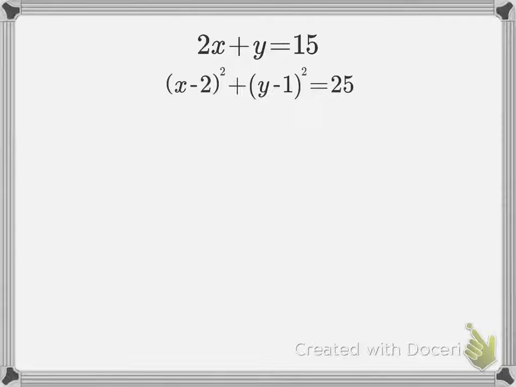This time around, I again have a line. I know that, again, because I don't have anyone who's squared. This second function is not a parabola because I actually have two squared terms. Both the x and the y are being squared, so this is actually a circle.